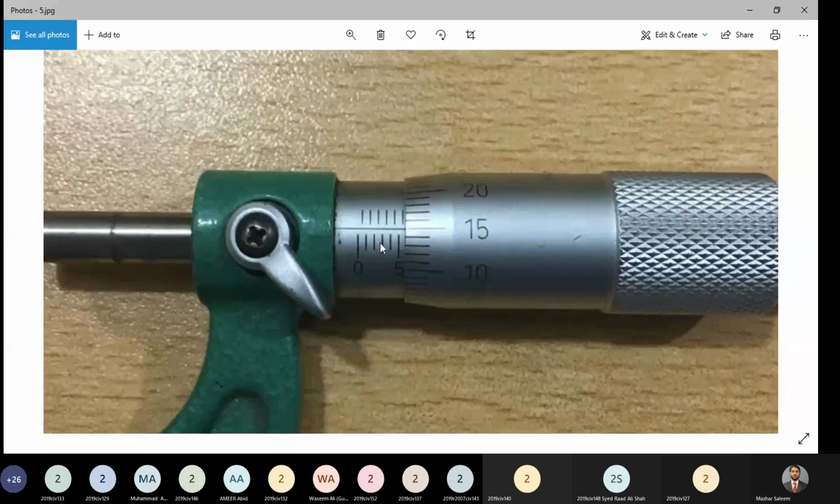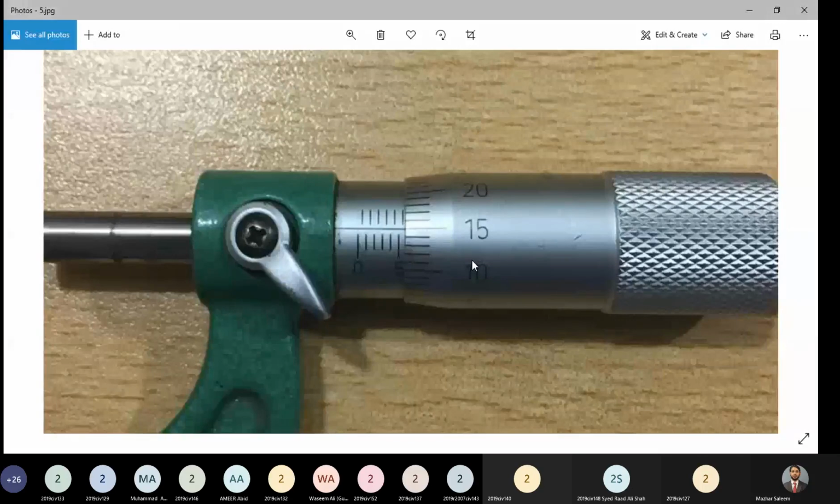So if we read this accordingly, the current reading on the main scale is how much? 5.5. That's right. So the current reading on the linear scale or main scale is 5.5 millimeters. Then what about the circular scale reading? For circular scale reading, we will see which division of the circular scale is coinciding with this horizontal line. What is that? 15. That is 15 in this case.